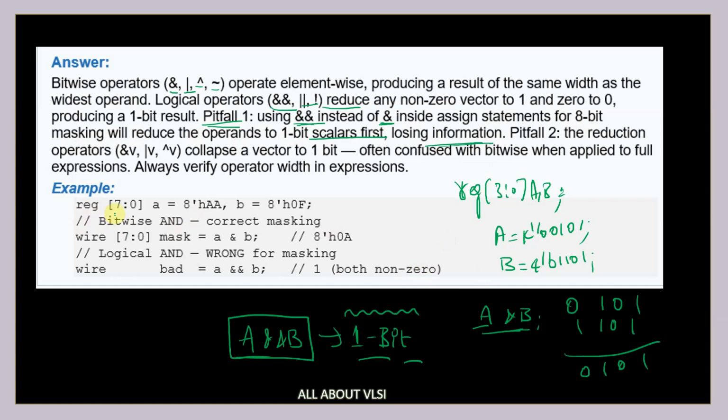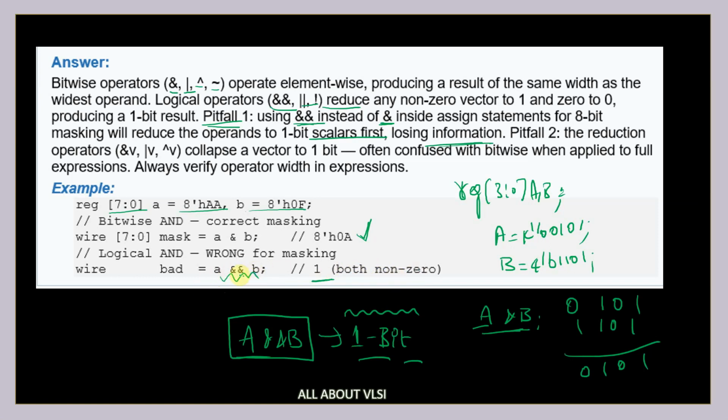So in this particular example, you can see it's [7:0], A is equal to this and B is equal to this. If I perform a bitwise operation, this is my correct AND operation result. But if I perform a logical AND, then my final result will be 1, right? And obviously I'm going to lose the actual information. So that's the reason I'm not going to use the logical AND operation here.